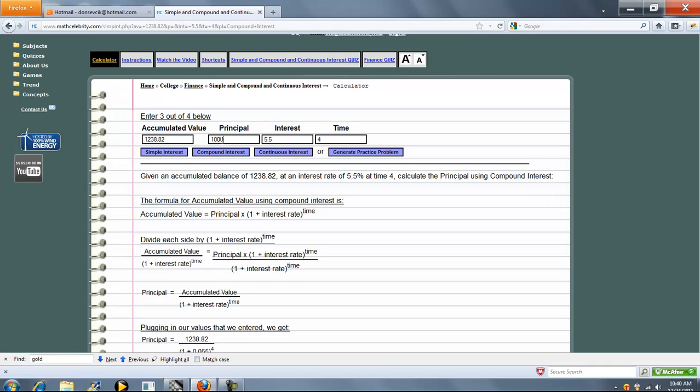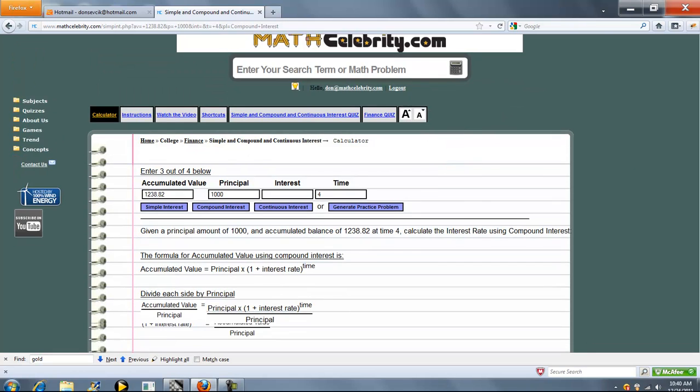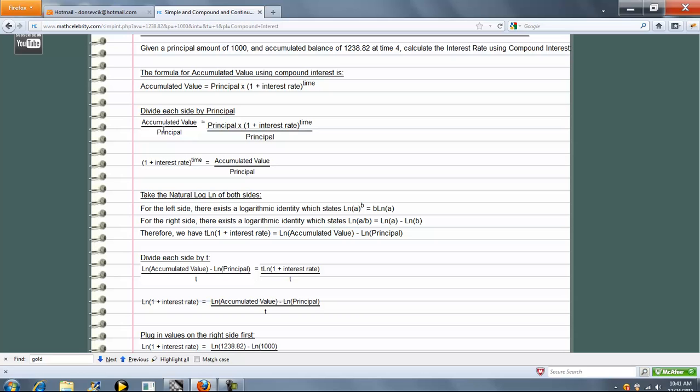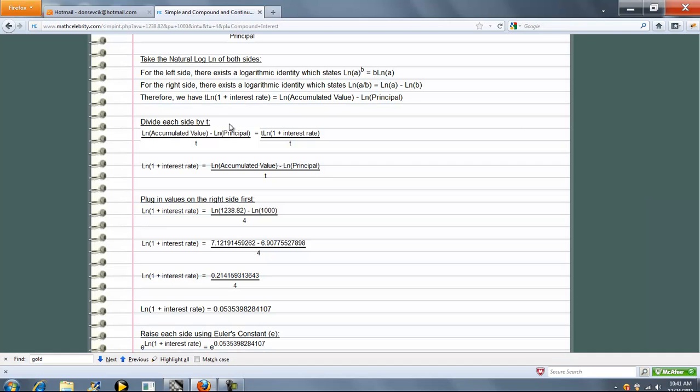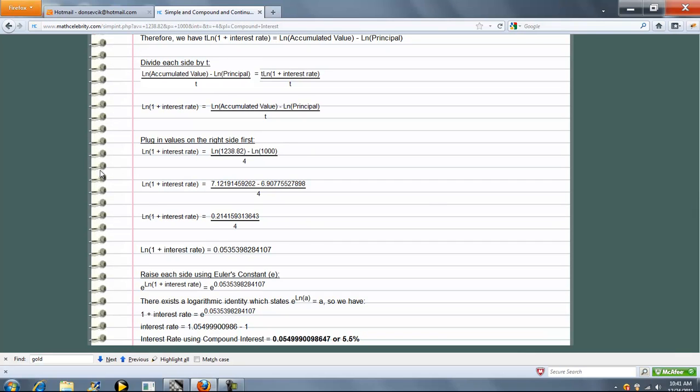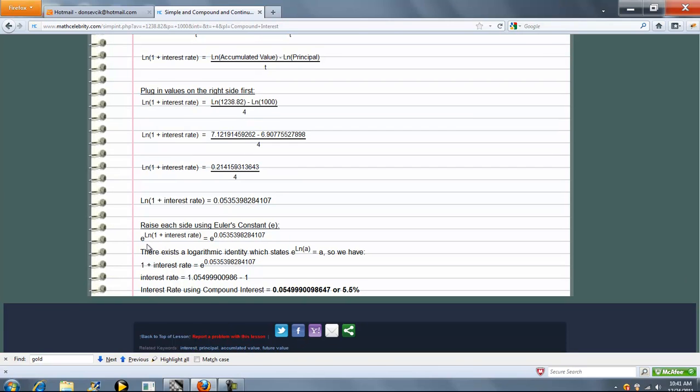So let's go ahead and do that for interest. We rearrange and simplify. This time we have to take the natural log of both sides. There's a bit more math on this one because we want to solve for t, which is right here. So we cancel out items, and we're left with, actually we want to solve for interest rate. So we're left with natural log of 1 plus i is this, since we plugged in our values. We raise e to each side to get rid of the natural log. And we're left with 5.5%, which is what we were hoping for.